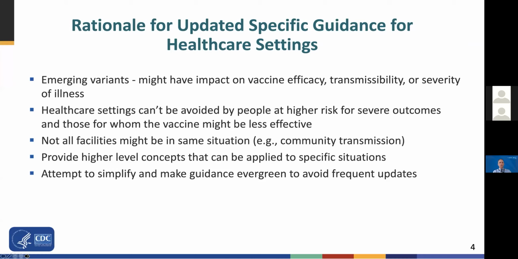The other things that we wanted to try and do is make the guidance a little more evergreen and adaptable to both the specific situation that you're in and as things change. There's going to be variants that emerge that may have different impacts on the efficacy of the vaccine and transmissibility. Not all your facilities are in the same situation. If you think back a few months ago, there were places that had a lot of transmission and places that had much less community transmission. And so we wanted to make our guidance adaptable to those different situations.